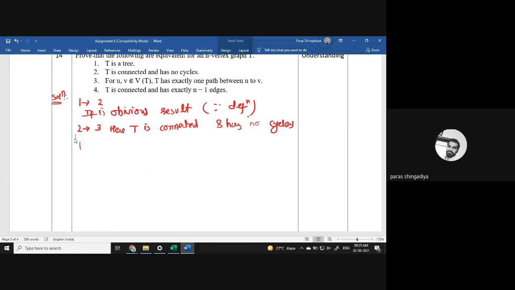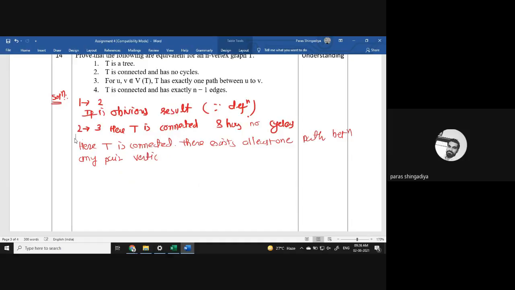So here T is connected. That is given. So what does it mean? What is the definition of a connected graph? There exists at least one path between any pair of vertices.